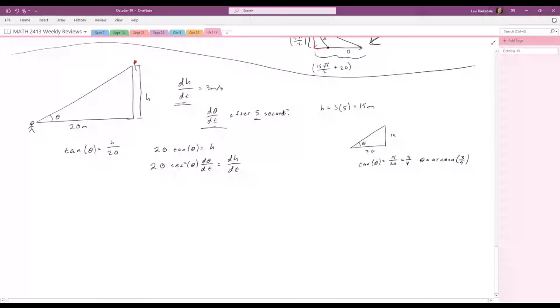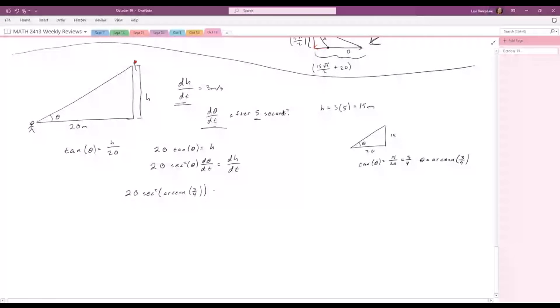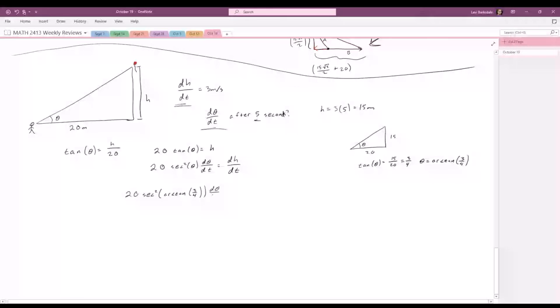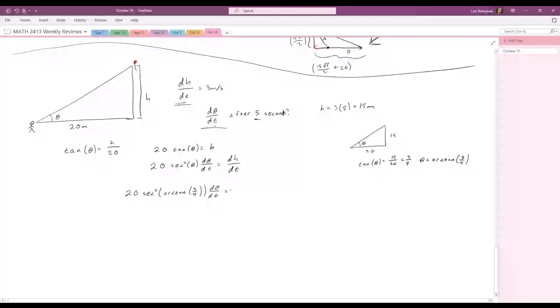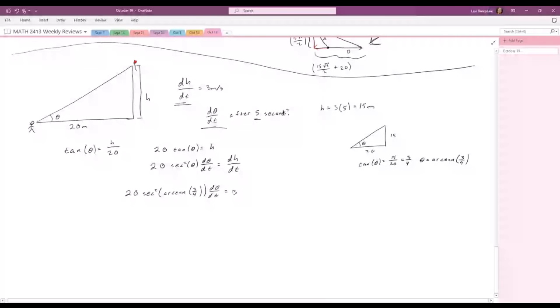But then the thing is, if I plug in this theta and my dh over dt, I don't really want to leave secant squared of arctangent of 3/4 in my answer, because that's kind of a not very pretty number. Oh, I know dh. No, I'm looking for dh over dt. Perfect. Equals 3 meters per second. There we go. dh over dt. All right, so now the question is, how can we simplify all of this?